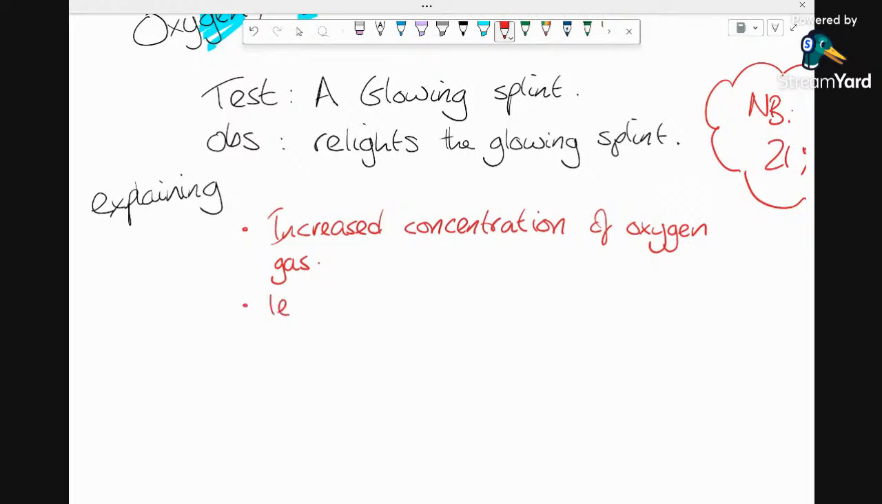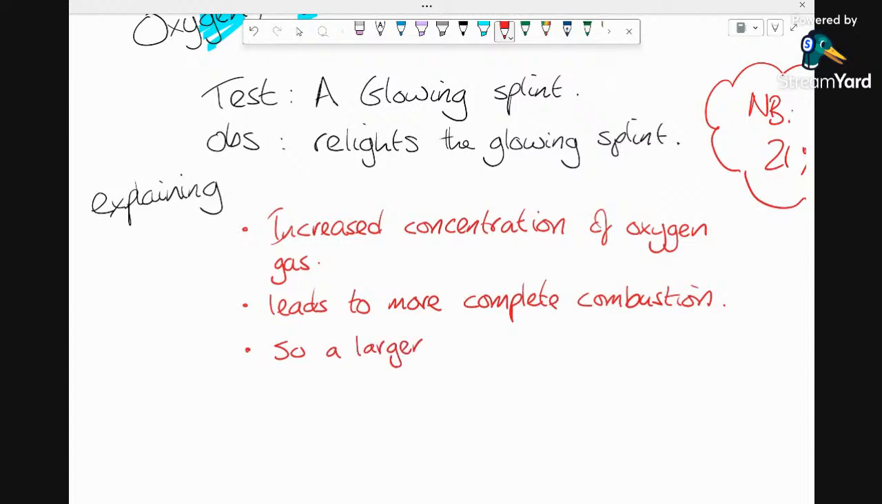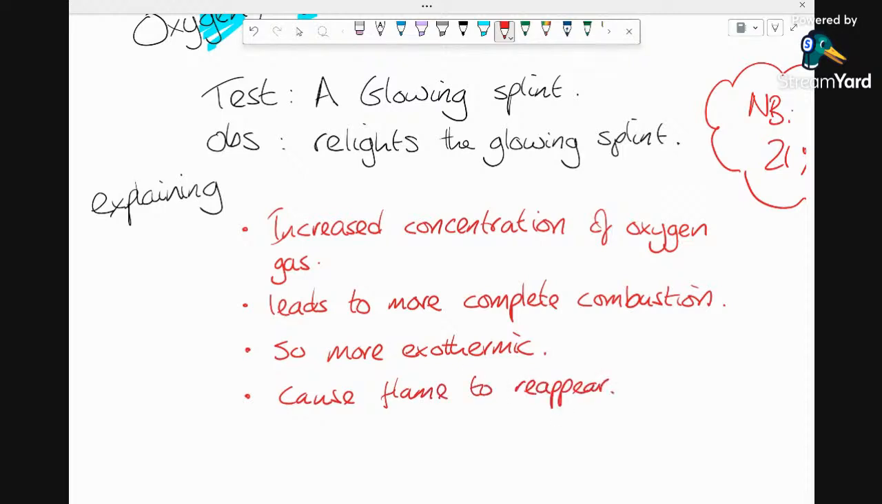next bullet point, leads to more complete combustion. And we know that more complete combustion releases a larger amount of energy. So more exothermic will release more energy, causing flame to reappear. In reality, there's no actual mark for that last one, but it's nice to add it.